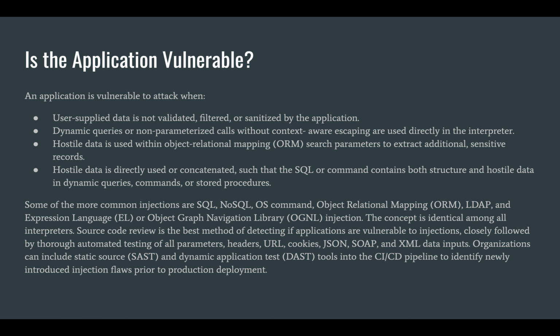Source code review is the best method for detecting if applications are vulnerable to injection, closely followed by thorough automated testing of all parameters, headers, URLs, cookies, JSON, SOAP, and XML data inputs. Organizations can include static source, that is SAST, and dynamic application test, that is DAST, tools into the CI/CD pipeline to identify newly introduced injection flaws prior to production deployment.